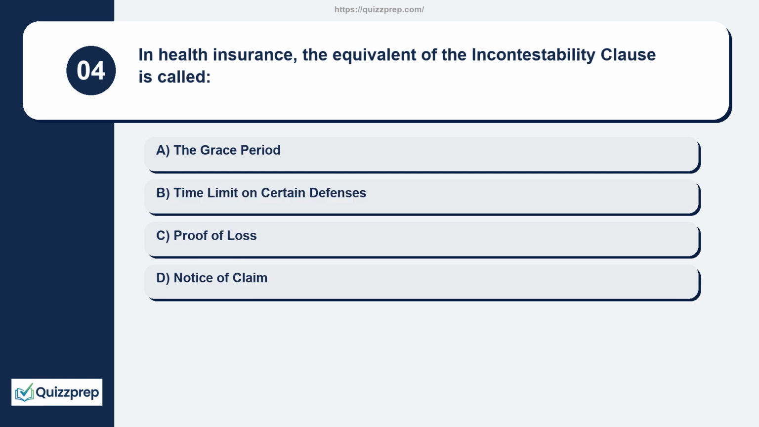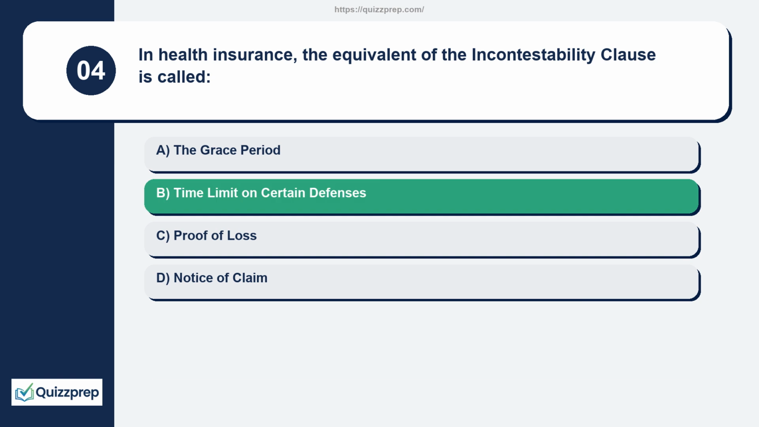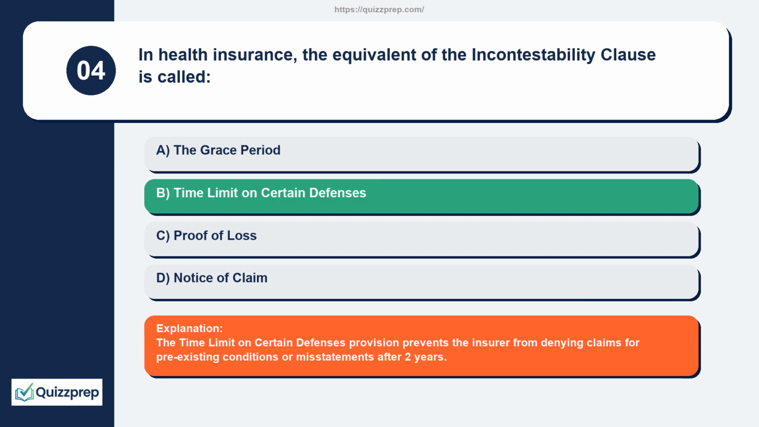Question 4. In health insurance, the equivalent of the incontestability clause is called the grace period, time limit on certain defenses, proof of loss, or notice of claim. The time limit on certain defenses provision prevents the insurer from denying claims for pre-existing conditions or misstatements after 2 years.